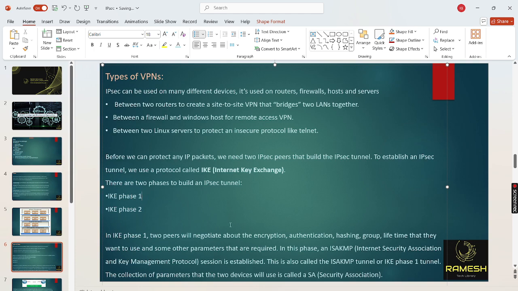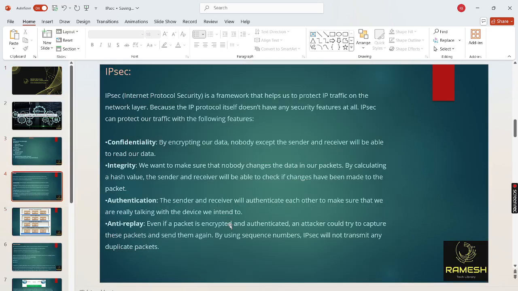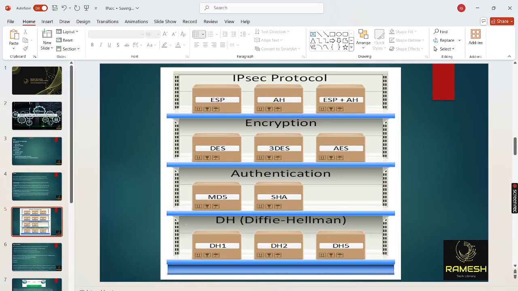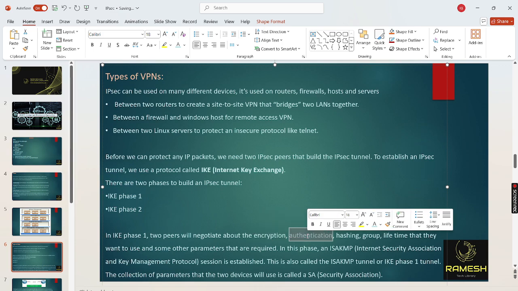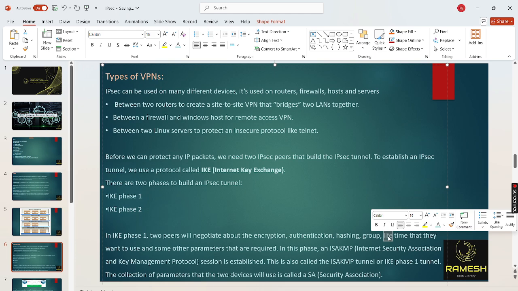Okay, whatever the parameters we have discussed here, right? These are the authentication, hashing, encryption, anti-replay. Along with that, it can also negotiate some other parameters. This is the encryption and authentication, hashing. We have a group and the lifetime. Lifetime is another type of parameter, which tells the life of a phase one.